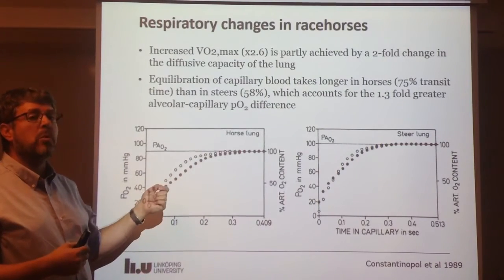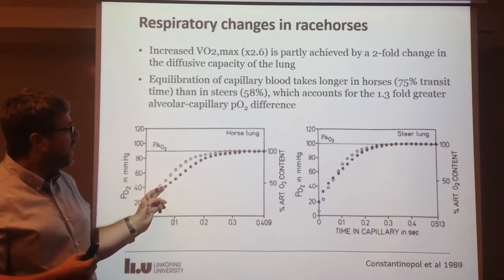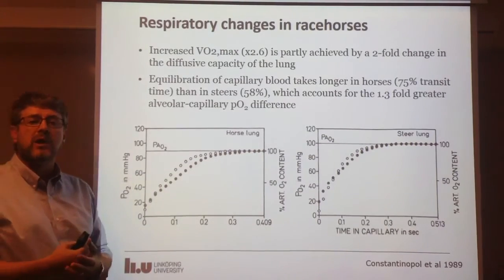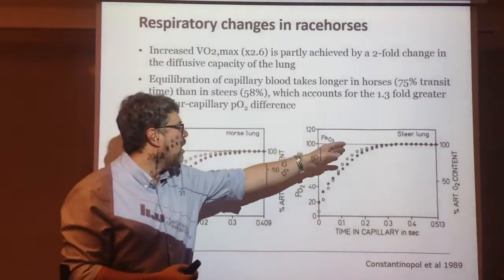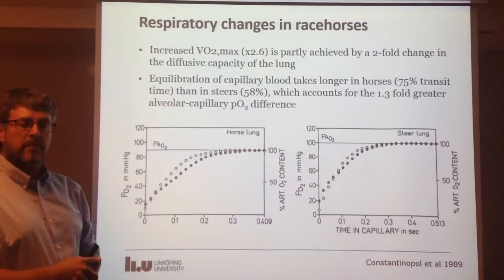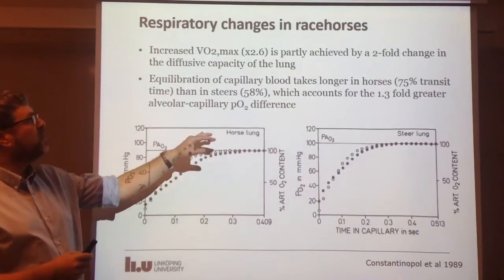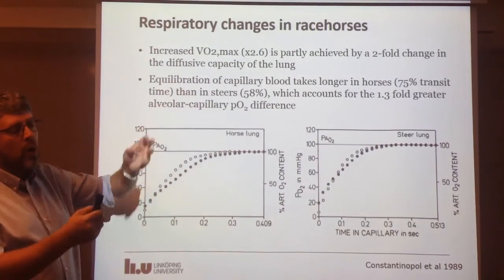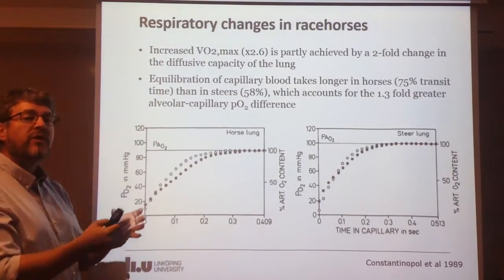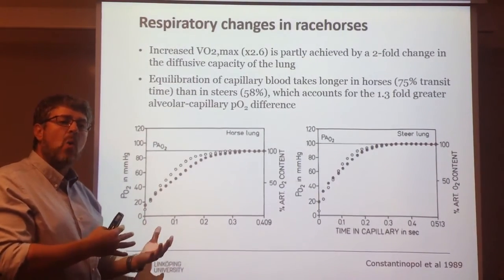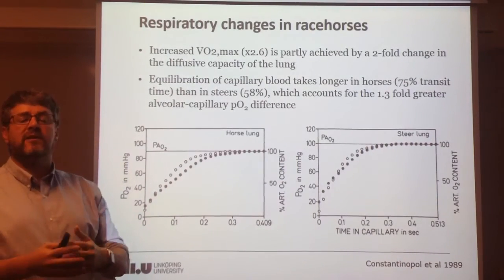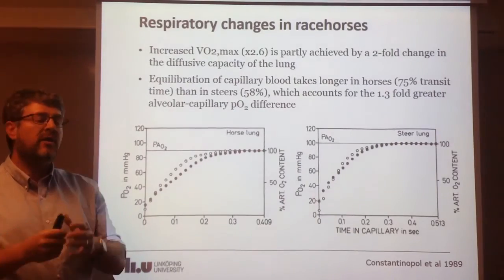There is also more blood here, there are more red blood cells. But by the time it reaches the end of the capillary network in the lung, it is fully saturated. Or it's actually not fully saturated, but close to, in comparison with the steer lung. So this would explain exactly the other 1.3-fold. Essentially, this study tells us how racehorses may have benefited from this selection program, reaching the maximum.